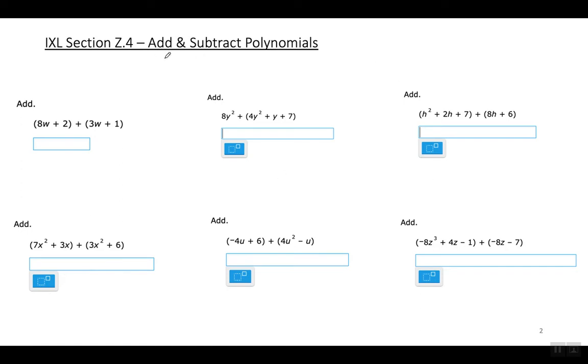All right, so I'm going to do on this slide adding polynomials, but the next slide is the ones where you're most likely to make a mistake, all right?